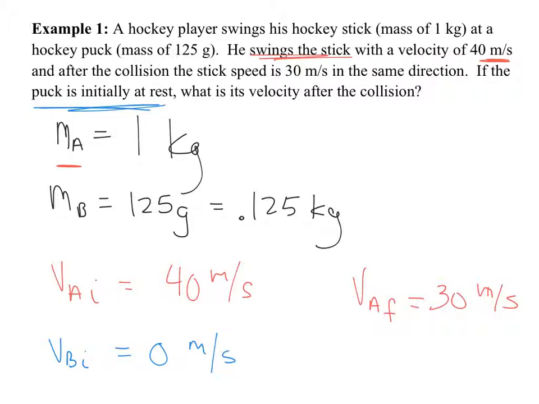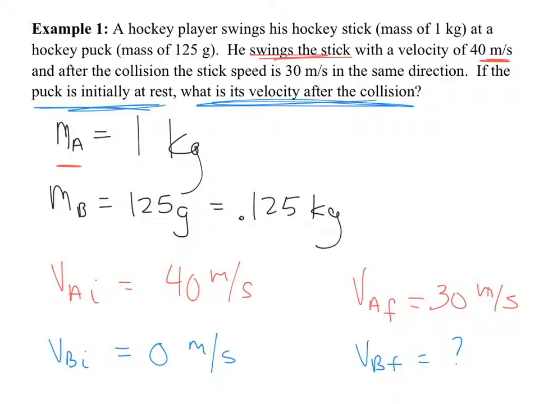Okay, 30 meters per second. Our goal is to figure out the velocity of the puck. What is its velocity? If the puck is initially at rest, what is its velocity after the collision? So the velocity of the puck after the collision is our question. That's the information we have here.